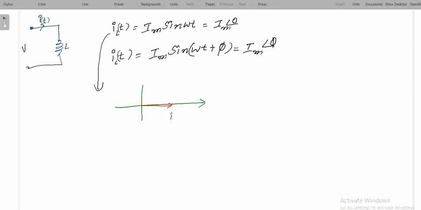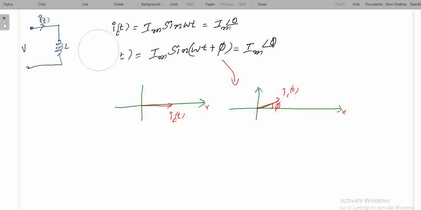This is your phasor for your IL of t. For this one, how will the phasor diagram be? The phasor diagram will be like this. What is the difference? Here you have some phase phi. So this becomes your IL of t, which is making some phase phi with this x axis. That is the only main difference. You can consider any one.